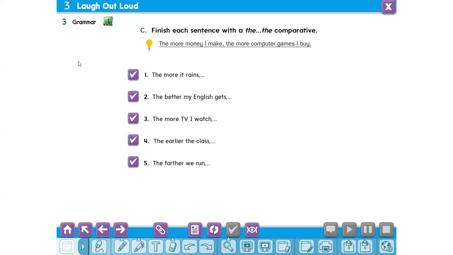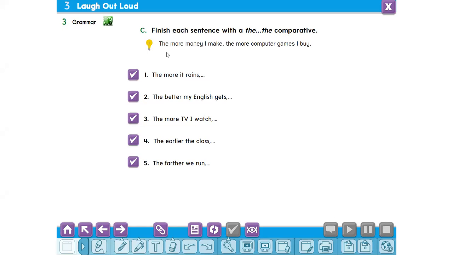Okay, my friends. Page 37, exercise C. Finish each sentence with the comparative, but use your own ideas if you can. The more money I make, the more computer games I buy. One, the more it rains, the more it rains.